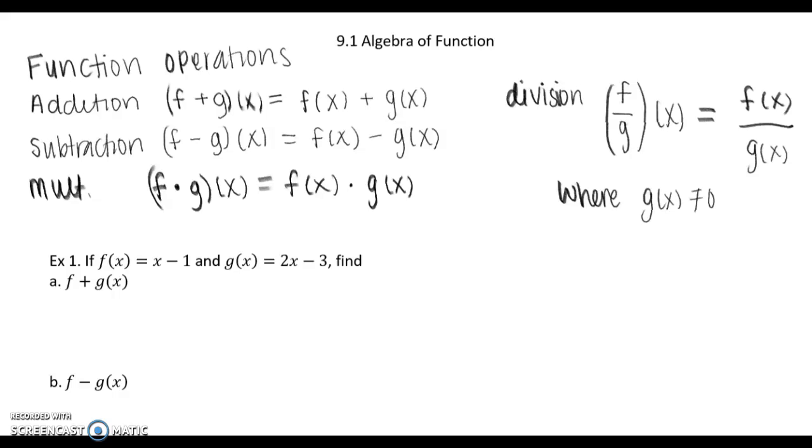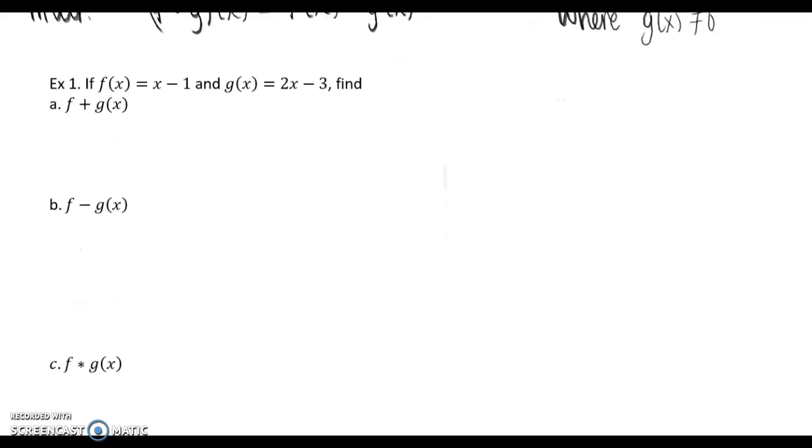Alright, this is 9.1 Algebra of Functions, function operations. So we have adding, subtracting, multiplying, and division. And it's better to do examples and kind of get the hang of it. So we'll just go ahead and get straight into it.